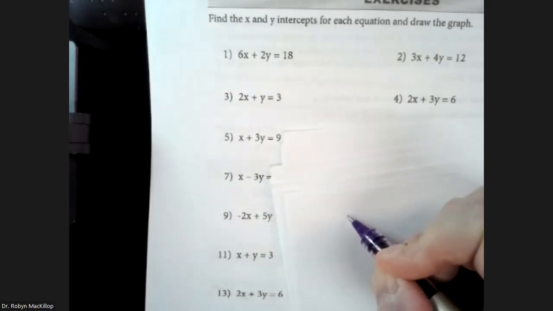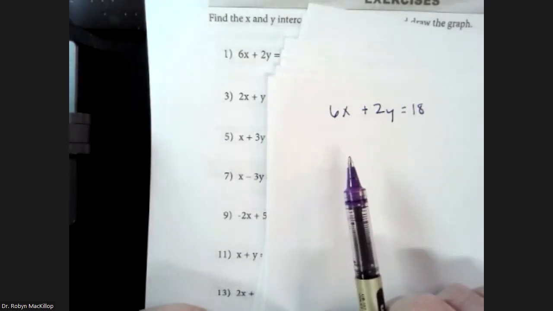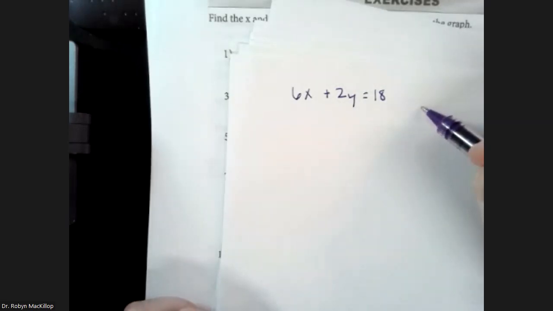We're going to start with 6x plus 2y equals 18. And you are going to find the X and Y intercepts. So in this equation, you're going to have to isolate one of the variables. You're going to have to make it 0. Your answers are going to end up looking like this. You're going to find two sets of ordered pair. And remember, ordered pair are always X, Y.